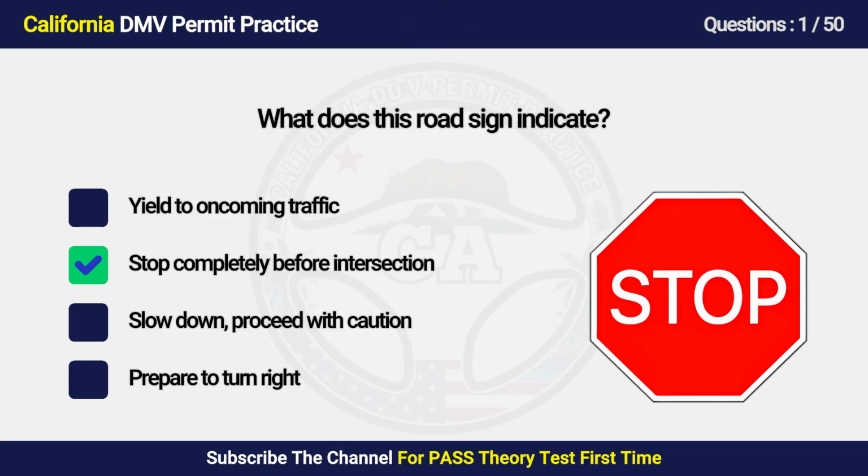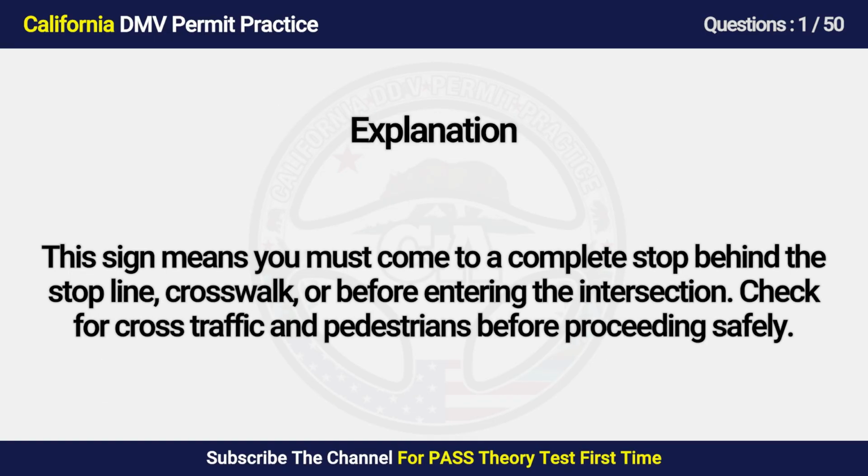Answer is B. Stop completely before intersection. This sign means you must come to a complete stop behind the stop line, crosswalk, or before entering the intersection. Check for cross traffic and pedestrians before proceeding safely.